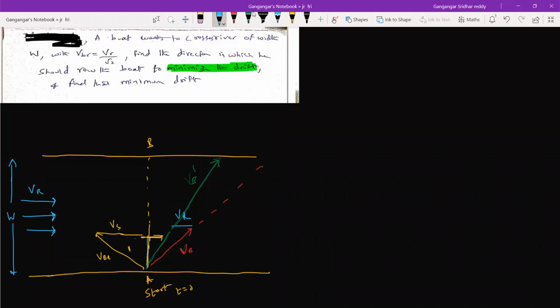I'll show things clearly so that you decide, then get into the problem. So this is VBR. This is VR. I'm showing two different situations in different colors. Look at the yellow color one. If the boat follows the yellow color path, it will be available here at C dash. If the boat follows the blue color path, you'll be available at C.